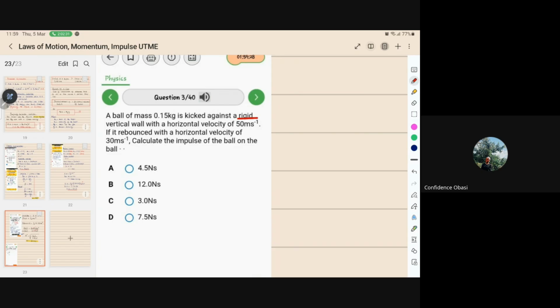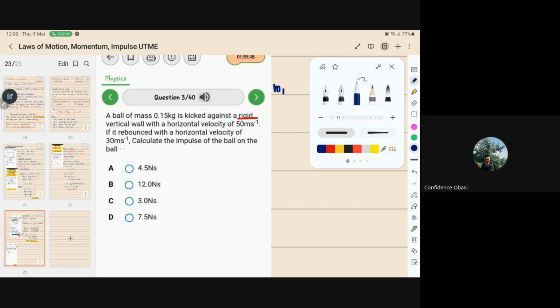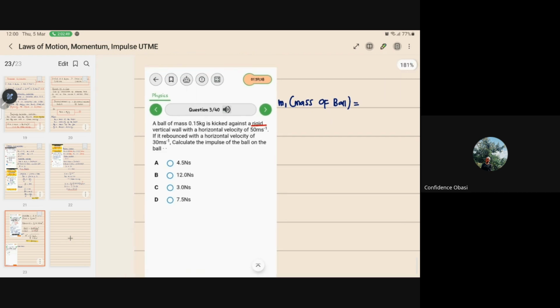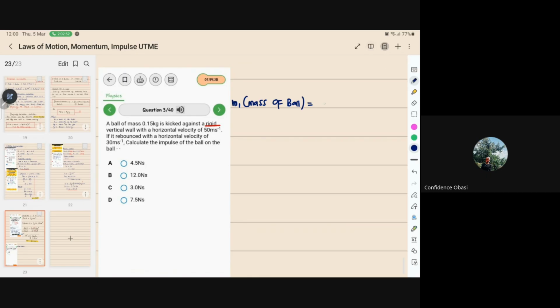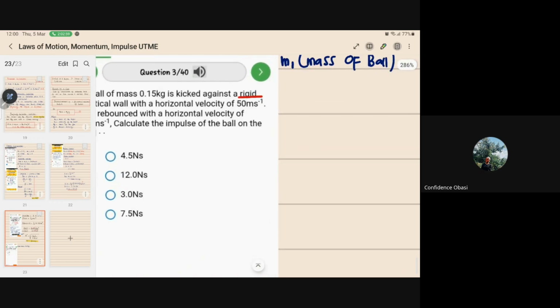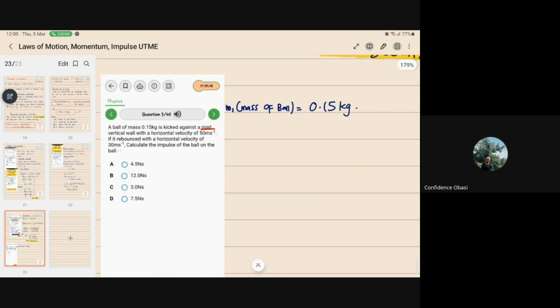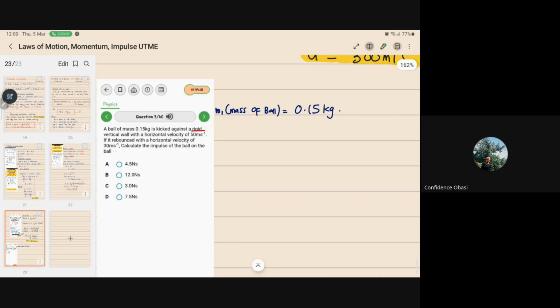We have that the ball, M1, which is the mass of the ball, is equal to 0.15 kg. Now, the next thing they gave us is the horizontal velocity, which is 50 meters per second, before it hits the wall. So remember that this part of things is my before collision.